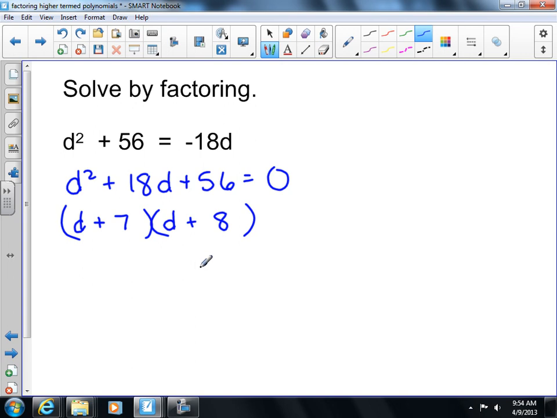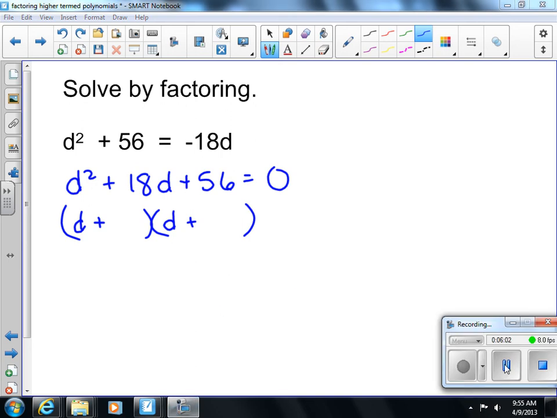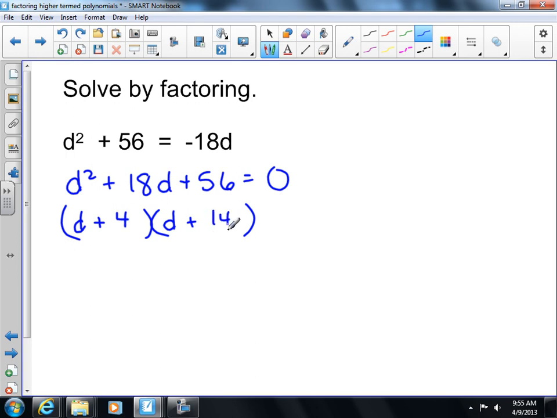No. Try dividing it by 4 or 3. What works? All right, so you try dividing by 4, so you got 14 and 4. Will that work? It sure will, because I get 4 d's, and 14 d's gives you 18 d's. 4 times 14 is 56. So your solution would be d is a negative 4 or d is a negative 14.